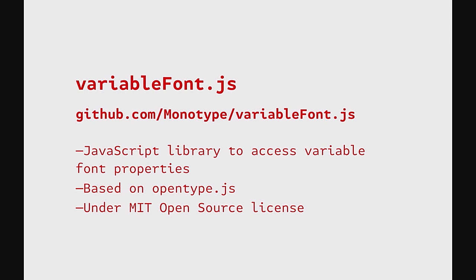If you work with JavaScript, I have something for you. Last month at TYPO Labs, we announced a JavaScript library, which you can use to access variable font properties. It's open sourced, and was published by Bob Taylor. Now I want to show you a few examples of variable fonts I worked on, and you will see different variation axes and what you can do with them.